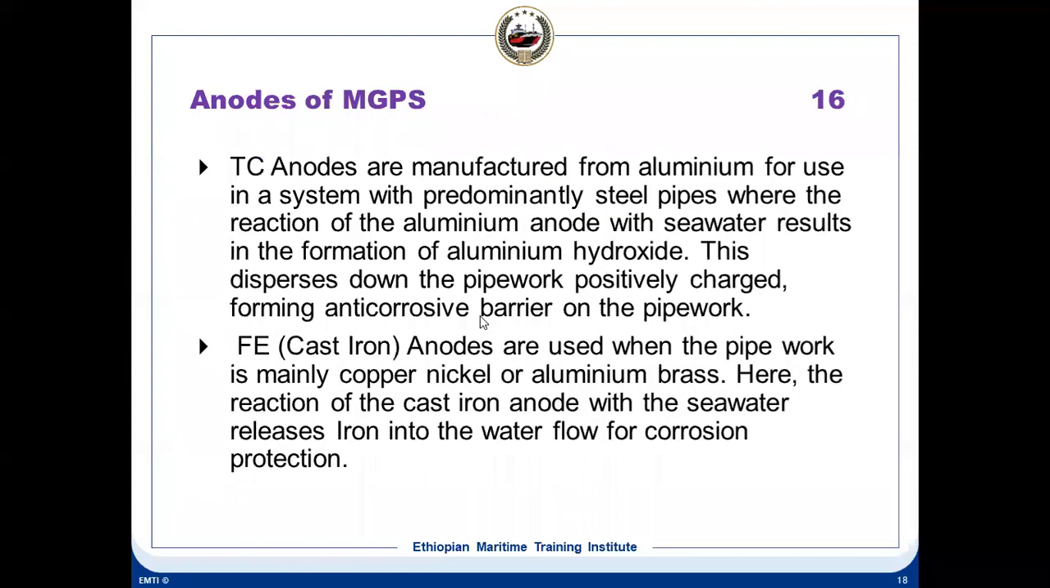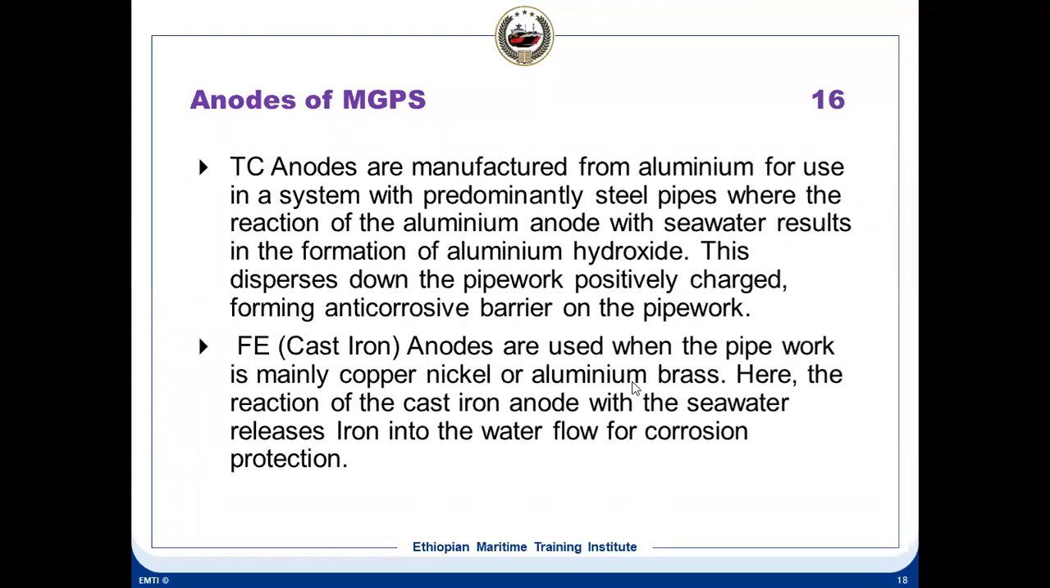Another one is the TC anode, that is the aluminum one. These aluminum anodes are used in a system with predominantly steel pipes, where the reaction of the aluminum anode with the seawater results in the formation of aluminum hydroxide. So one is copper, one is aluminum, and when you impress the current, aluminum produces aluminum hydroxide, which forms an anti-corrosive barrier. One is the anti-fouling effect, the other the anti-corrosive effect. And there is also one called the cast iron type, the Fe type. These cast iron types are used when the pipework is mainly copper, nickel, or aluminum brass combinations.